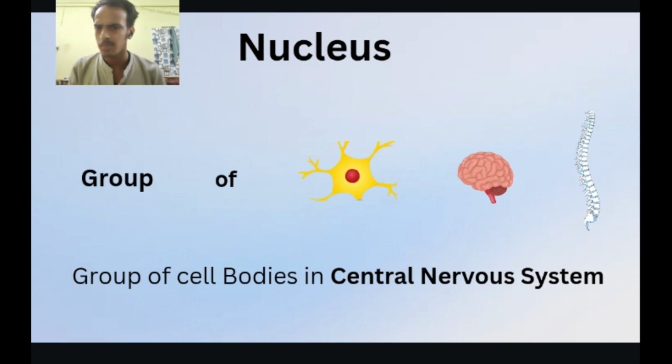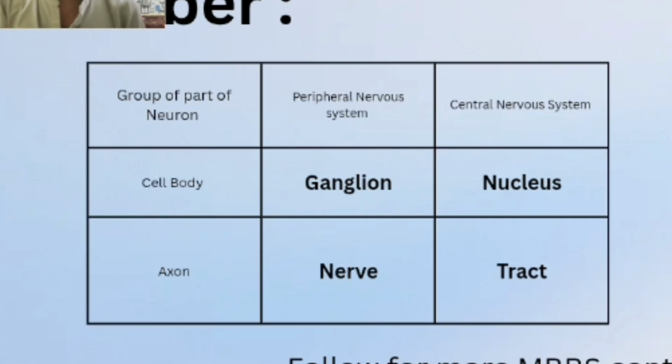So let me summarize what we have learnt. You have to remember from this session that the group of cell bodies in the peripheral nervous system is what we call the ganglion. The group of cell bodies in the central nervous system is what we call nuclei. The group of axons in the peripheral nervous system is the commonly used term nerve, and in the central nervous system it is called the tract. So these are the things.